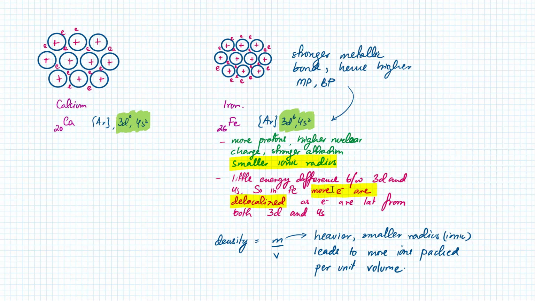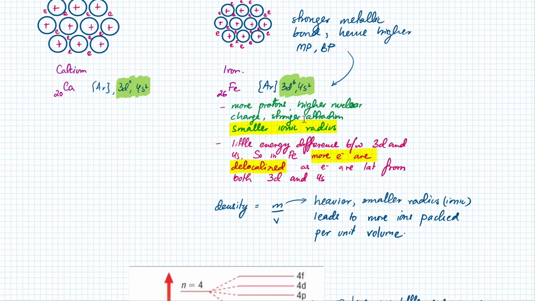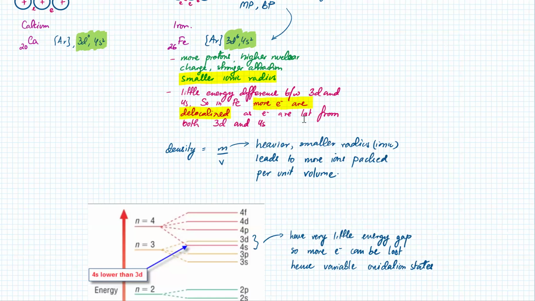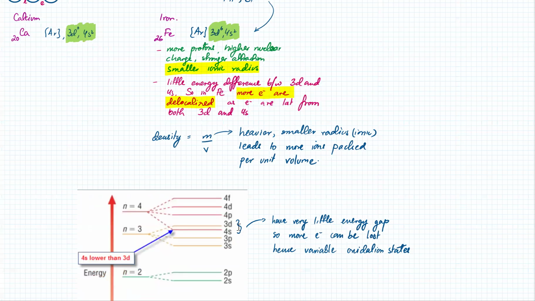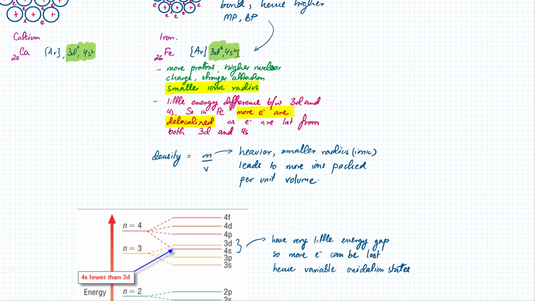And the second reason is that there are going to be more delocalized electrons, because in the case of iron, I told you that the 3d and 4s have a very, very little energy gap, which is why I've shown this over here. The 3d and 4s energy gap is very little, which is why electrons can not only be delocalized from the outer shell, but also from the inner 3d subshell as well.